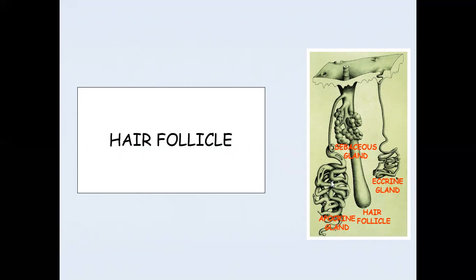The apocrine glands are modified eccrine glands, which instead of opening directly into the epidermis are opening into the hair follicle. And the secretions produced by apocrine glands produce a special scent, which is specific to a particular individual.